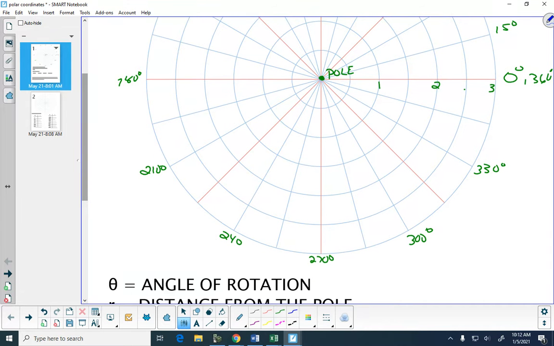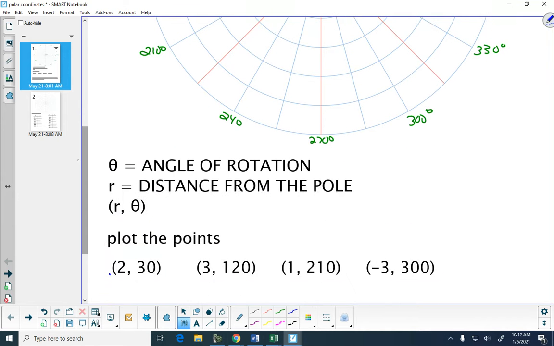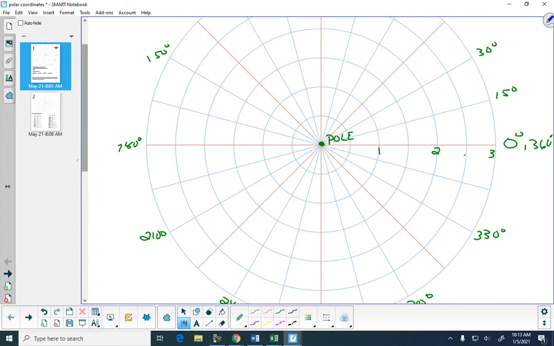Now, how do we plot points on the polar coordinate system? Well, if I have the ordered pair (2, 30), this means my theta value is 30 degrees, my radius is 2. So if I go to my 30 degrees, which is up to here, this would be the line I'm looking at. I'm going to count out 1, 2 units from the pole. So this would be the ordered pair (2, 30).